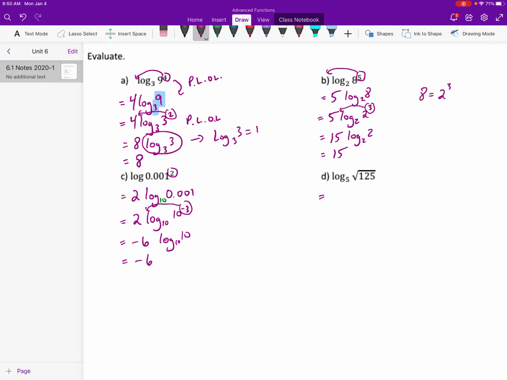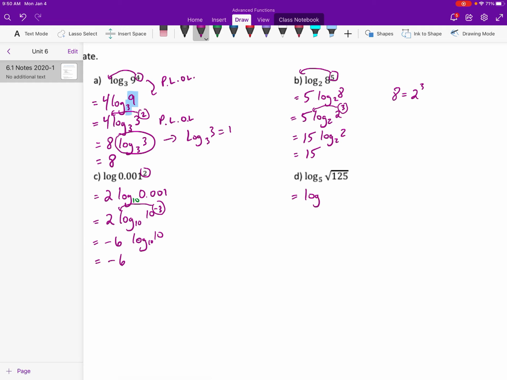All right, one more time here. This one's a little messier. So we have log 5, and you have a square root. Well, remember that if you have square root of 125, that is 125 to the power of 1 over 2. That's how you write a radical as an exponent. So I have 125 to the power of a half. We use the power law of logarithms to move that out in front. So the exponent's now out in front. We have log 125 with a base of 5.